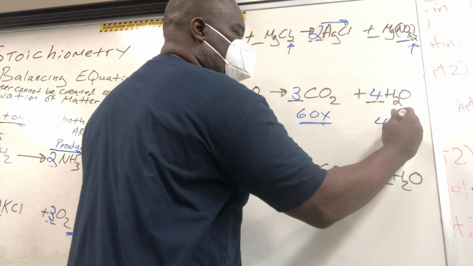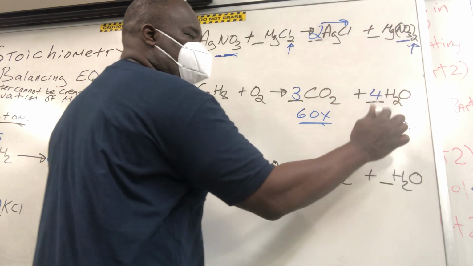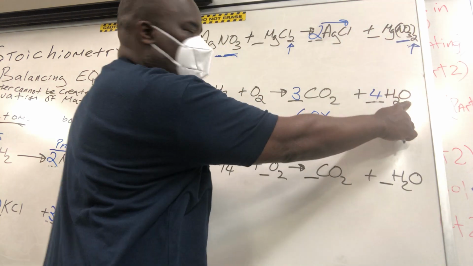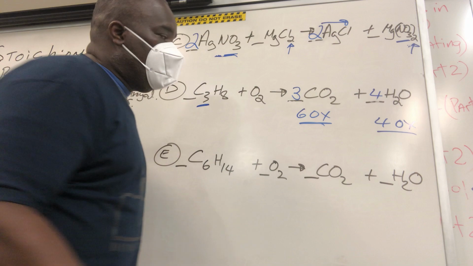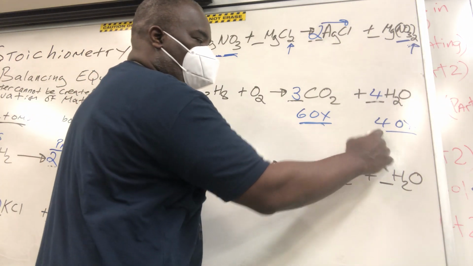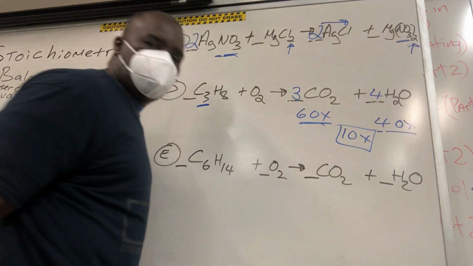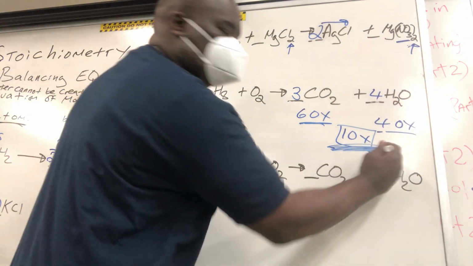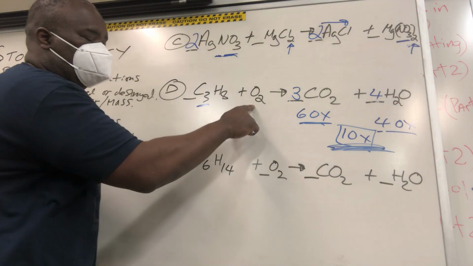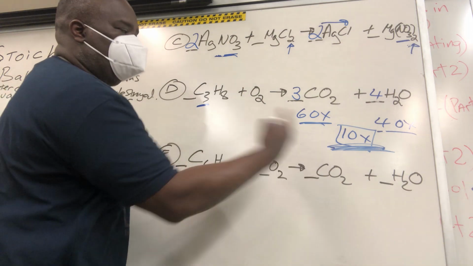We got 4 times 1, so we got 4 oxygens in the water. See that? 4 times 1 and 3 times 2. So guys, we have to account for all the oxygens, yes? So 6 plus 4 will give us a total of 10 oxygens on the product side. So if the product side has 10 oxygens, right guys? And there's only 2 there, what do you do? How do you get 10 on both sides?